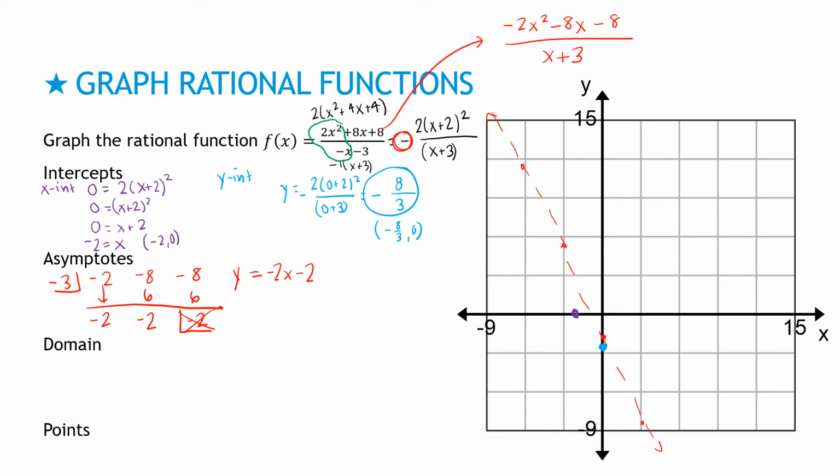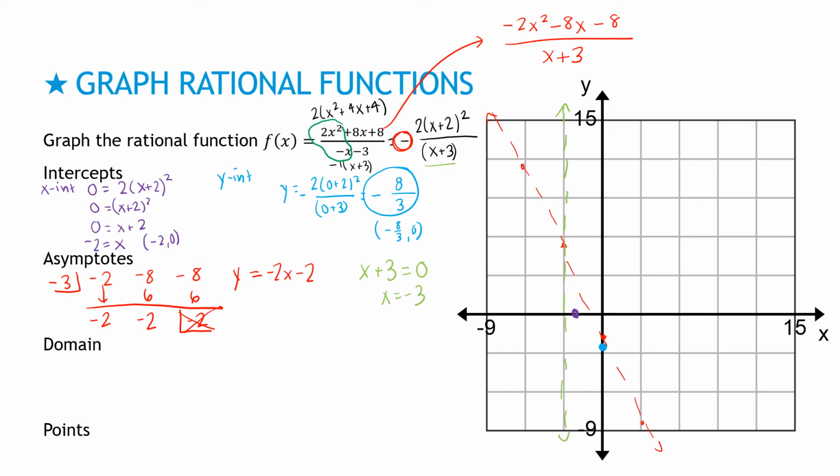Now let's see if I have a vertical asymptote. I bet I do. Let's use green. I haven't used green yet. So vertical asymptotes occur when my denominator is undefined. So x plus 3 equals 0. Subtract 3, x is negative 3. That's this line right here.